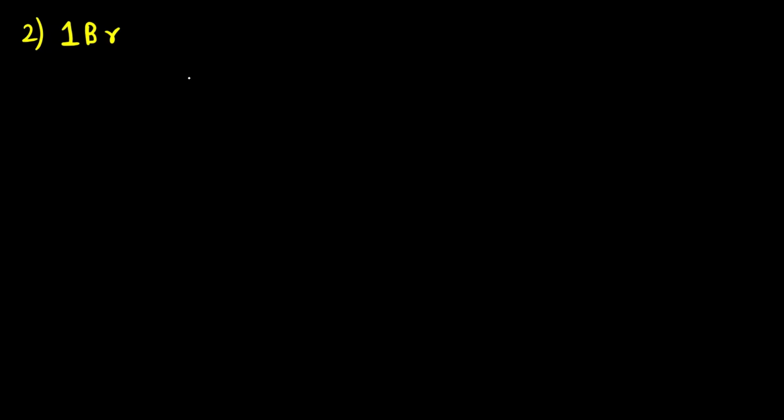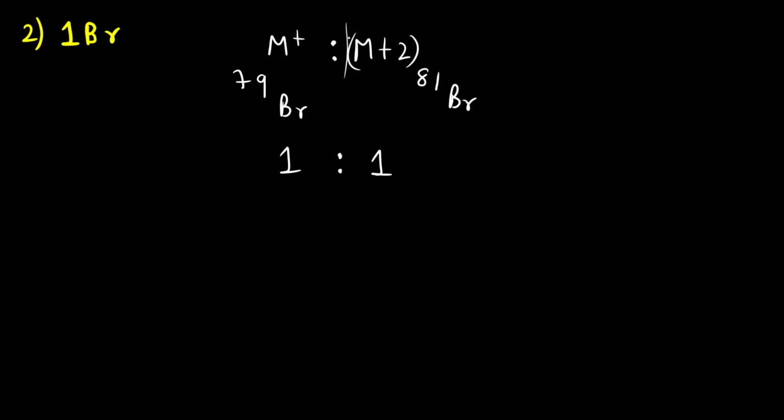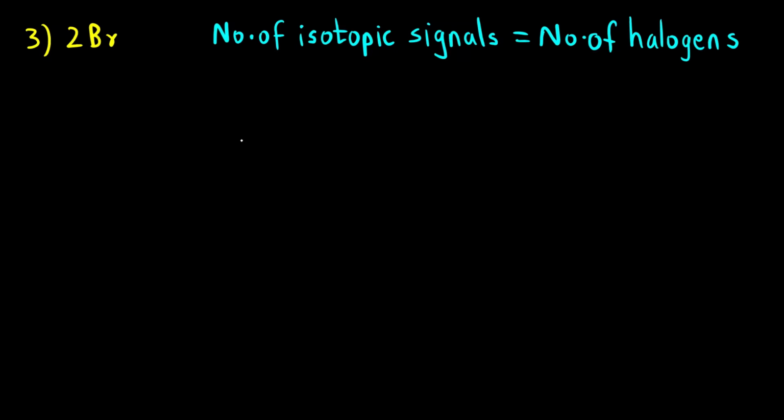Now if there is one Br, then there will be 79Br or 81Br. Only two isotopes are possible, and the ratio we calculated just now, that is how much? 1:1. This is for the M plus ion peak and the second one is for M plus 2. Okay, you can see there is only one isotopic peak because there is only one halogen. Now let us see how to calculate if there are two Br. Number of isotopic signals is equal to number of halogens. This we had already seen.